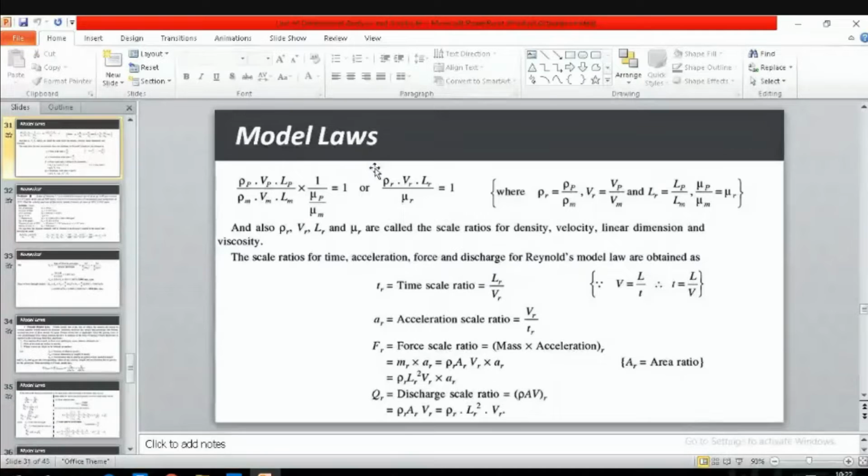So we will have density ratio into velocity ratio into length ratio divided by viscosity ratio. This should be equal to 1. This is nothing but Reynolds model law.